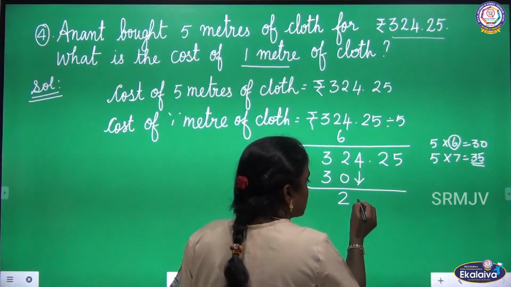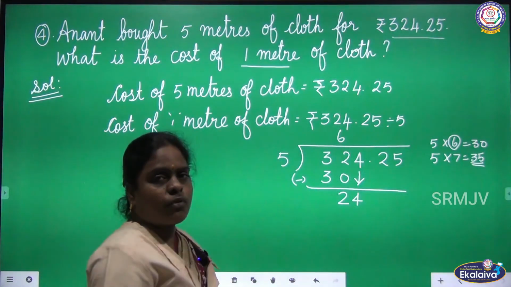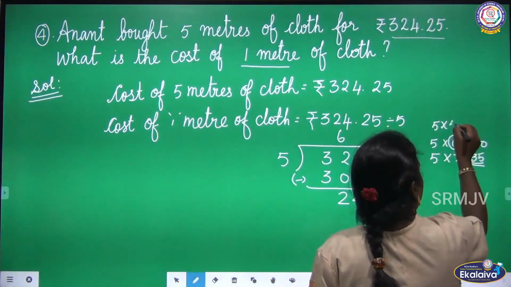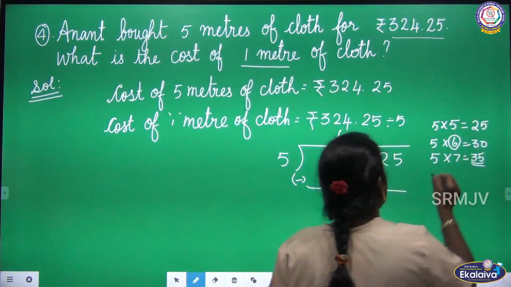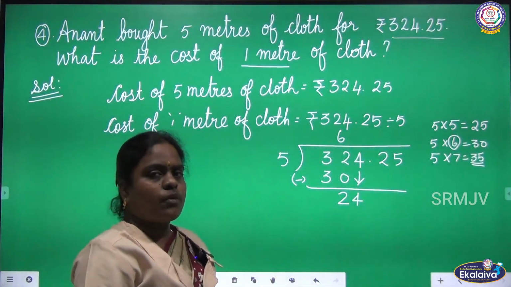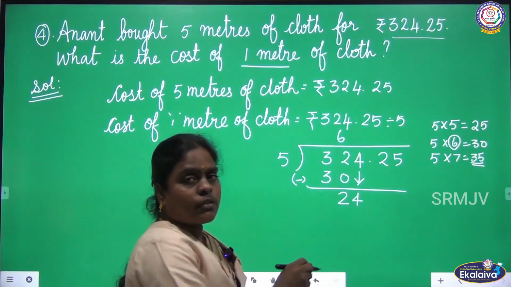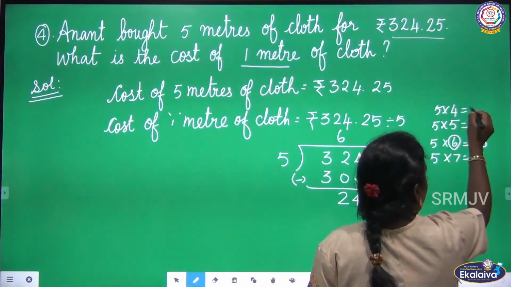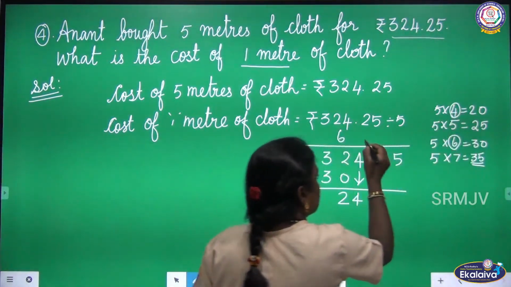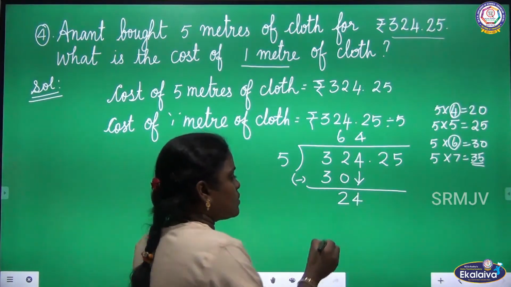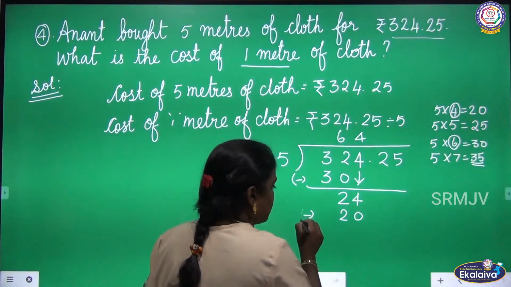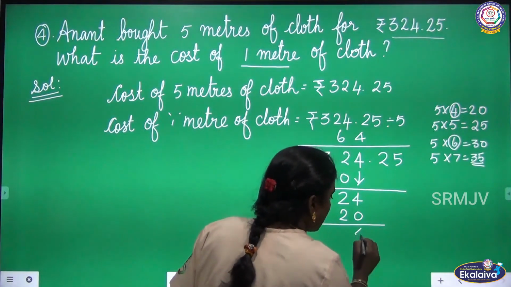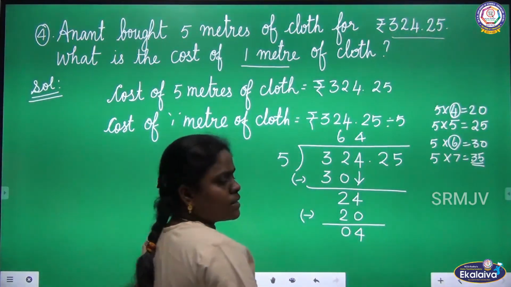And now take down the next number, it is 24. Now we have 24. Yes, 5 fives are 25. Children listen, we got 25 in 5th time, but here we have only 24, it is smaller. So I am going to take the 4th time. 5 fours are 20. So I am going to write 4 in the quotient, 20 below the number. 24 minus 20. 4 minus 0, 4. 2 minus 2, 0. Yes.